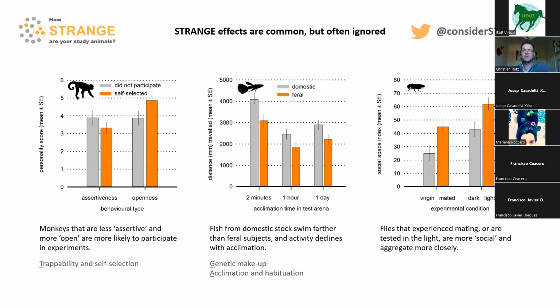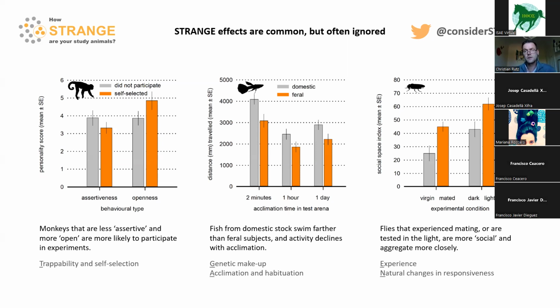And finally, an invertebrate example, a study that found that flies that experience mating or are tested in the light rather than in dark conditions are more social and aggregate more closely. Another example where we actually have two factors of STRANGE: experience, in this case, the experience of having mated, and natural changes in responsiveness, in this case, in response to light conditions.